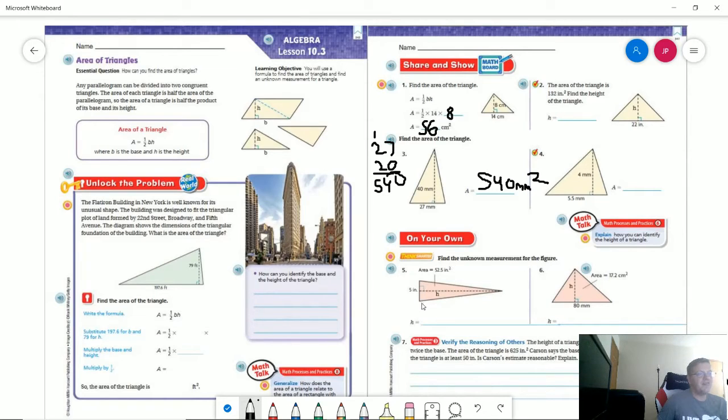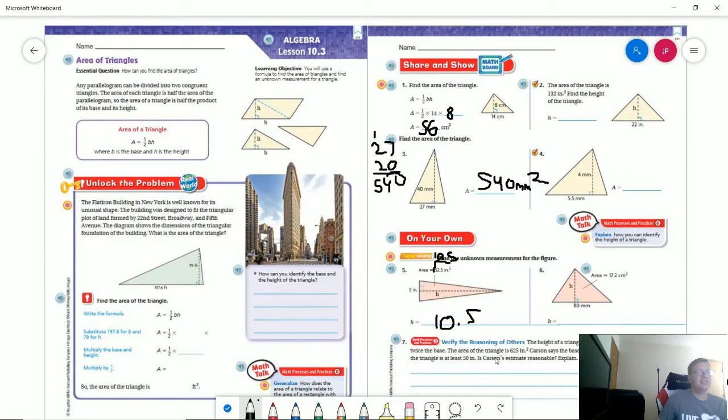Number 5, find the unknown measurement. So if we have an area of this, I can take 52.5, divide it by 5. That should give me 10.5. And I just did that one in my head. So I can divide by 5 here, and so that would give me my 1. Then I'd have a 0 here. And then I'd be doing 25 divided by 5 here for that part.